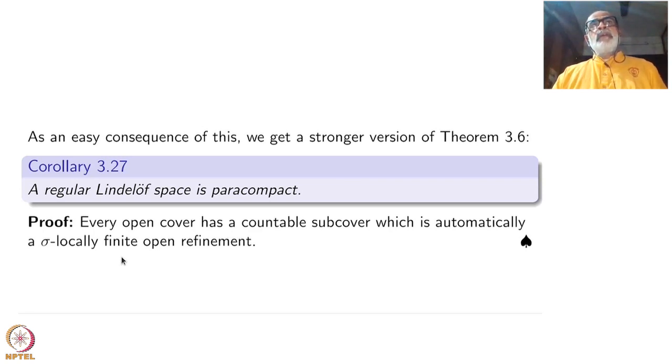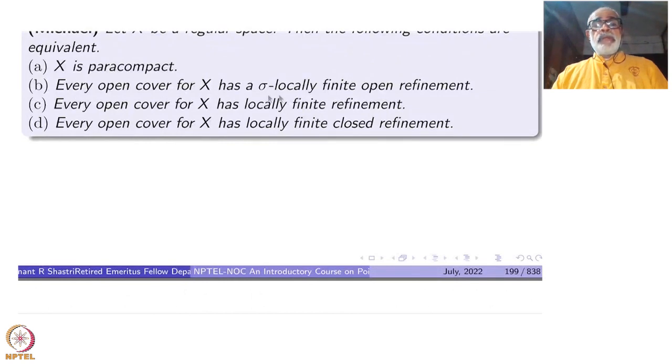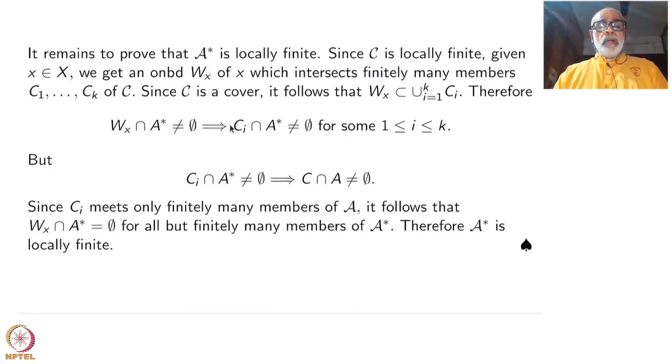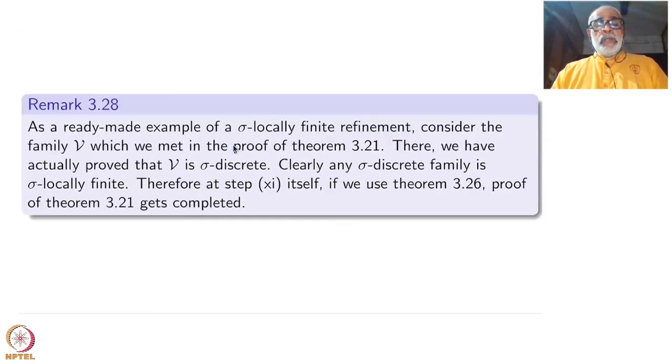A countable family, you can write it as a countable union of singletons. The singleton families are automatically finite, locally finite. So using this criterion, once you have regularity, a sigma locally finite open refinement will give you that X is paracompact. So this is an easy proof. You can directly prove this one also, but things won't be all that easy, much harder than what we have done already.